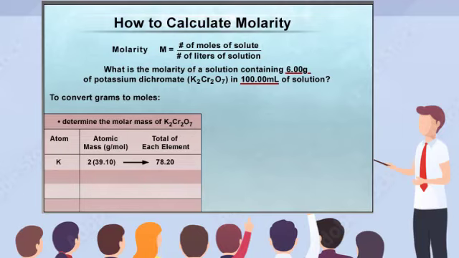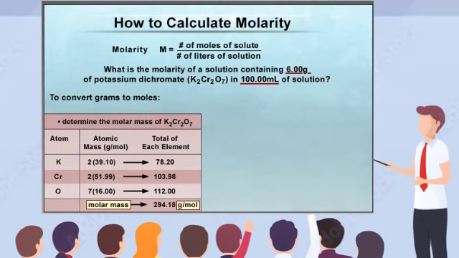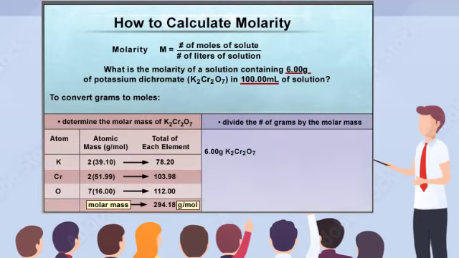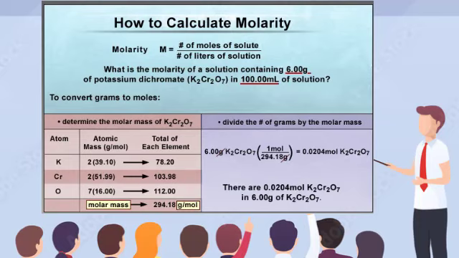Each potassium atom has a mass of 39.10 grams per mole. Each of the 2 chromium atoms has a molar mass of 51.99 grams per mole, and each of the 7 oxygen atoms has a mass of 16 grams per mole. Therefore, the molar mass for potassium dichromate is 294.18 grams per mole. Dividing the 6 grams of potassium dichromate by its molar mass gives a total of 0.0204 moles of potassium dichromate.